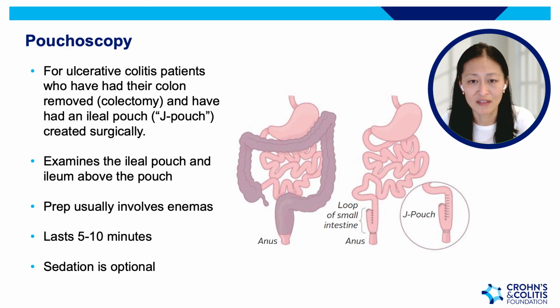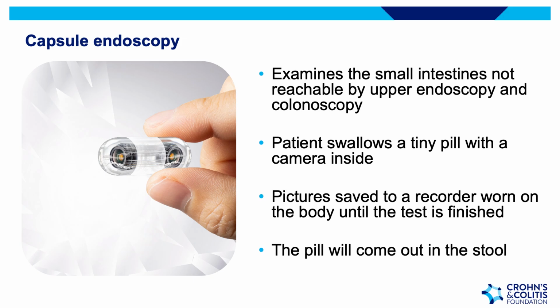And sedation for these is optional, but most patients do opt to have sedation. A capsule endoscopy looks at the small intestines that you can't see or reach by the conventional upper endoscopy and colonoscopy. For a capsule endoscopy, a patient swallows a tiny pill with a camera inside, and they wear a recorder around their body until the test is finished to capture the images that the capsule takes.